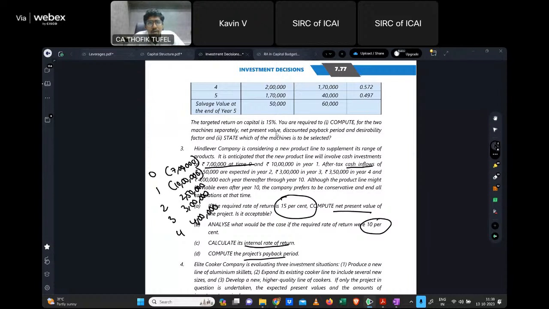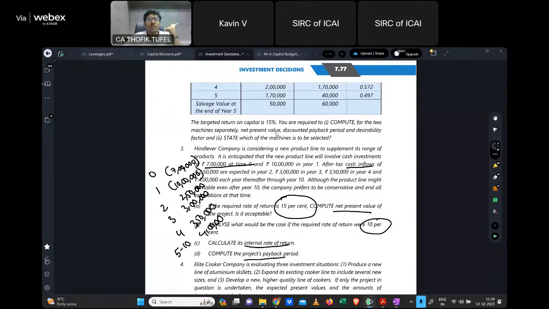In year 4, sorry, 3,50,000 in year 4. Okay, 3,50,000 rupees in year 4. So we have 3,50,000 rupees in year 4. Then year 5 to year 10 we have 4 lakh rupees.